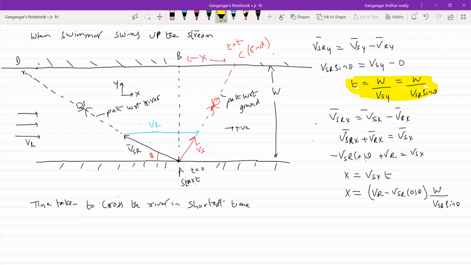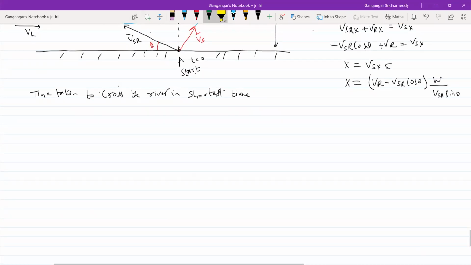Yes. By varying theta, can I control time taken to cross the river? Yes. But I want to cross the river in shortest time, so T should be minimum. When will T be minimum? When theta is 90. Look at that yellow highlighted one. So how should the swimmer swim? He should swim normal to the river current, not up the stream or down the stream.